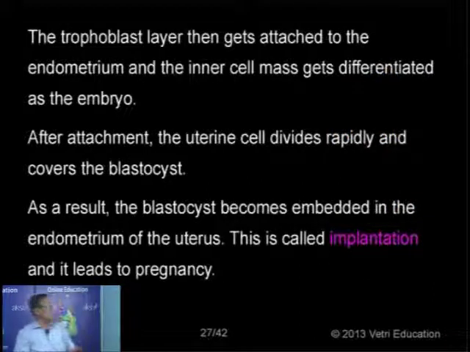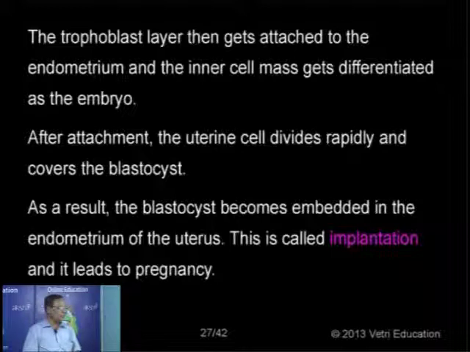This phenomenon of embedding of the embryo into the uterine wall is called implantation. It depends mainly on the repeated mitotic divisions of the endometrial cells covering the whole embryo. Now it is fully surrounded by layers of cells formed by the endometrium. I mentioned already that the trophoblast layer gets attached to the endometrium, and the inner cell mass later gets differentiated into an embryo. So the embryo is formed only from the inner cell mass, whereas the outer trophoblast layer gets attached to the uterine wall.